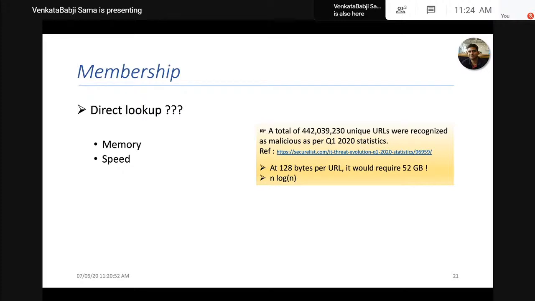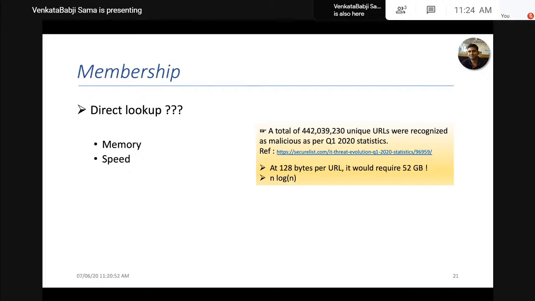Let us suppose you want to embed that data set and package it into a client-side program. At this rate, if we assume 128 bytes per URL, it's going to require 52 GB. Of course, 64 or 128 GB memories are common these days for servers, but for a desktop, a mobile, or for that matter a wristwatch, you don't have the luxury of having so much memory. And that's not the only thing you do on that system, right?